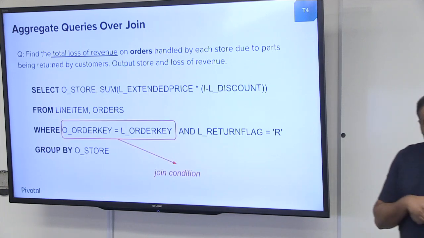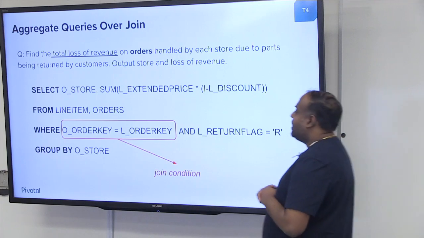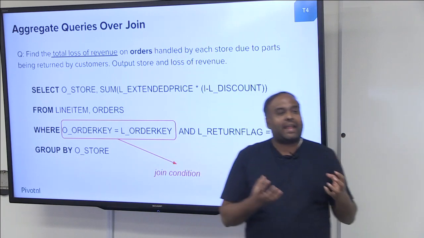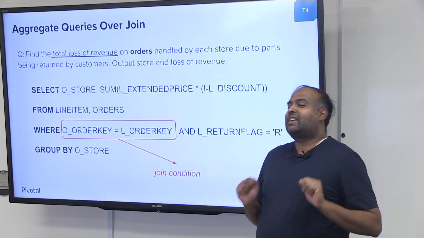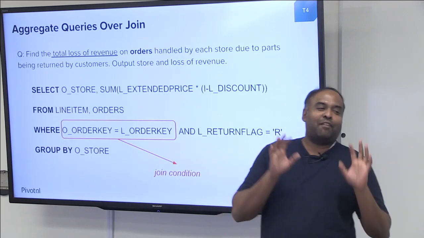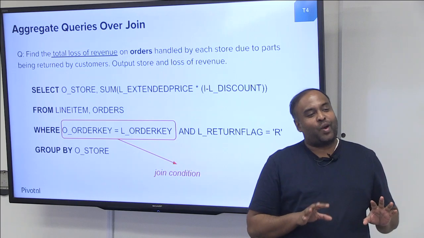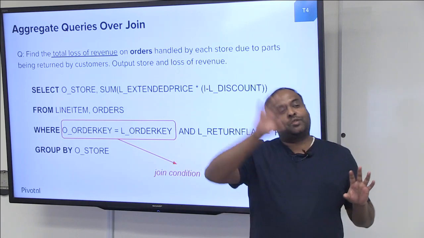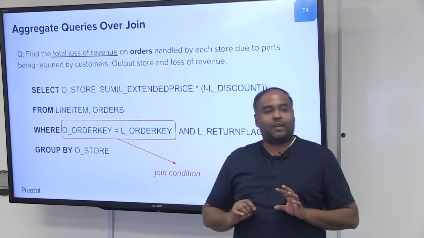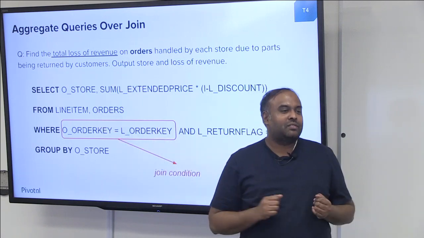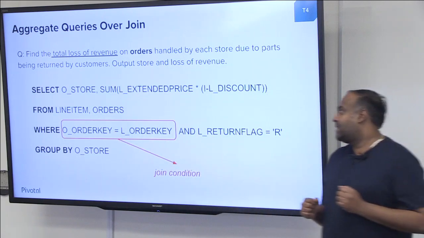So in this query, what you have is you have a join key. So each order has an order key and each line item has an order key. So you're going to join them. And you are under this assumption that every line item in this order is associated with a single order, and that order is associated with a particular store. That's a very simple, realistic assumption.